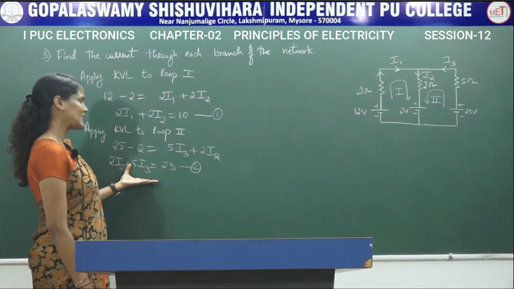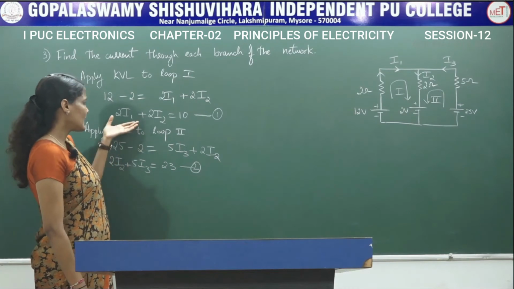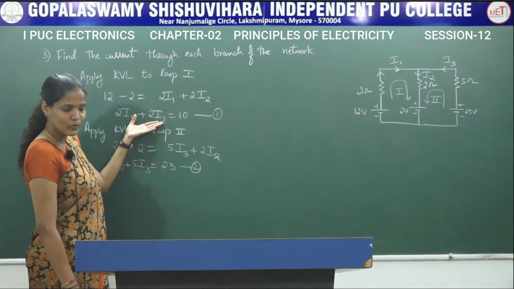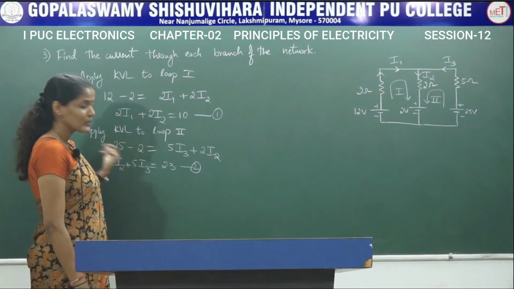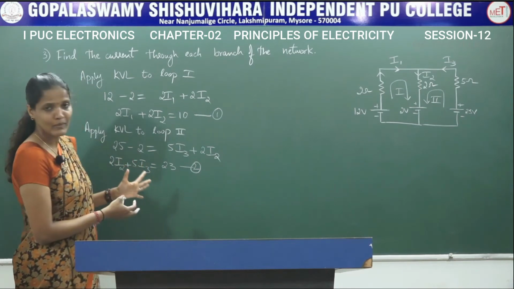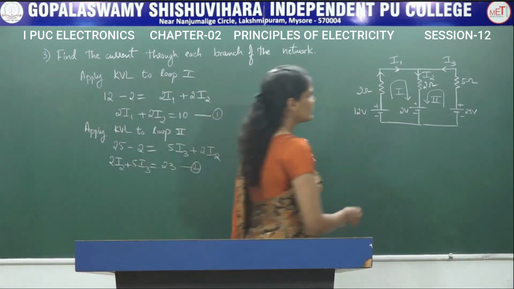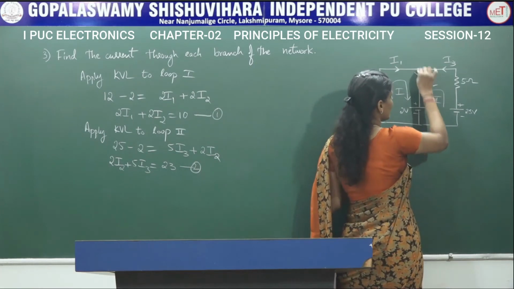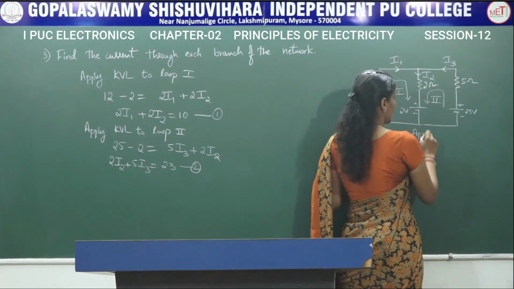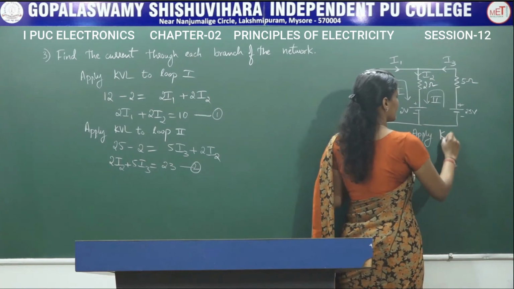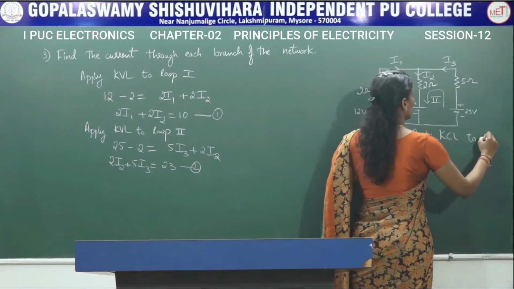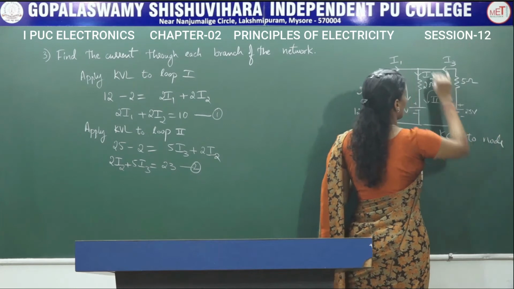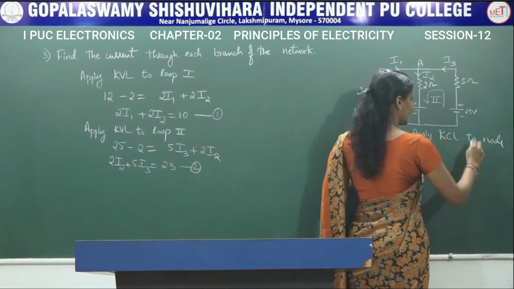As we have already discussed in the earlier problems, here I have I1 and I2 as the two parameters, whereas here I have I2 and I3. So I cannot directly simplify this. So what do we have to do? We have to apply KCL to this particular node. Let me call it A.